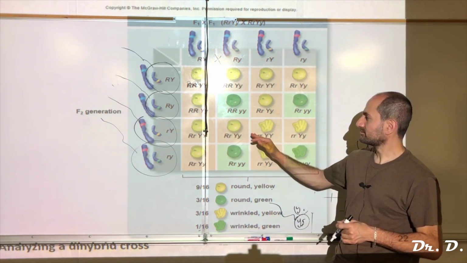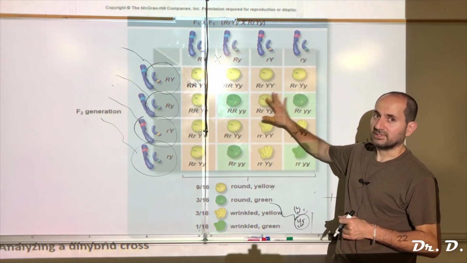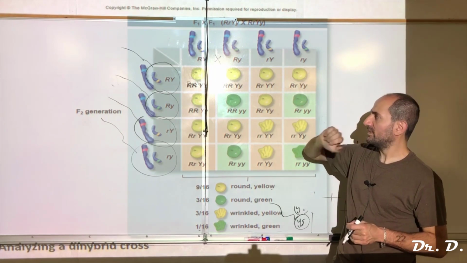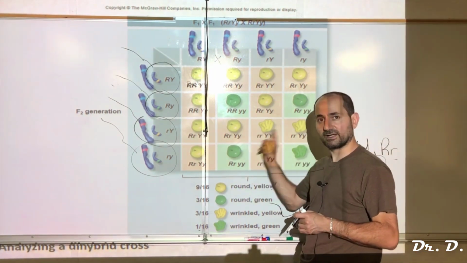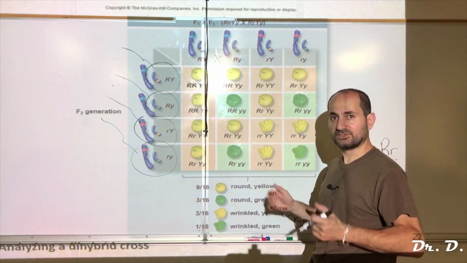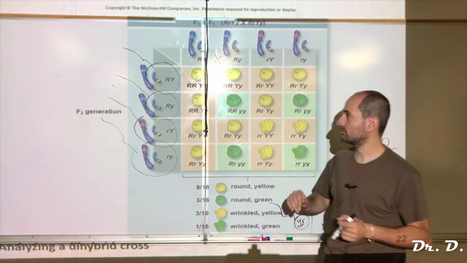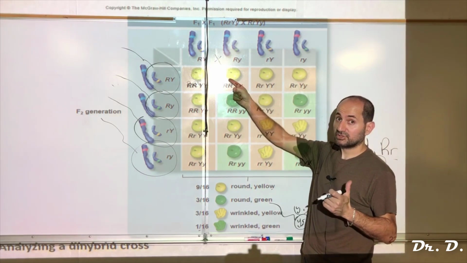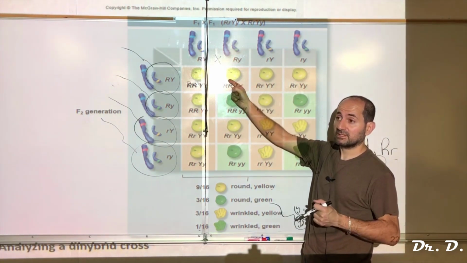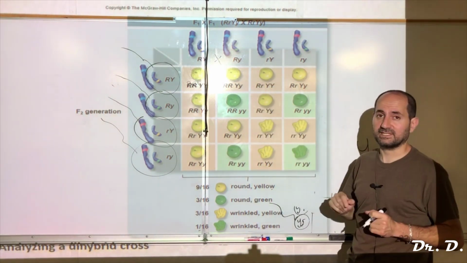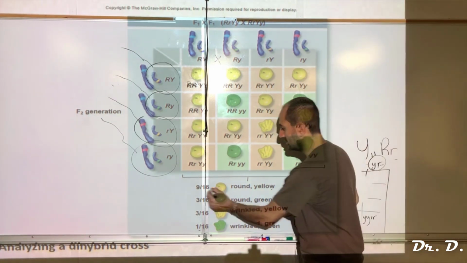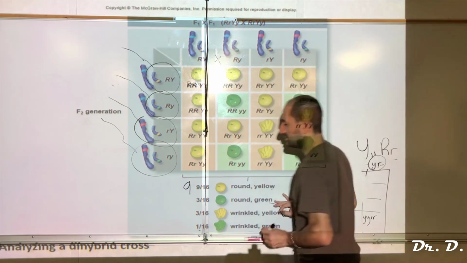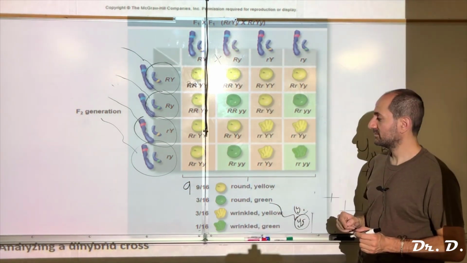So anyway, I will ask you on the exam, what is the phenotypic ratio of a dihybrid cross? Well, what is it? How many round yellows did we get? Round being the dominant shape, yellow being the dominant color. How many dominants did we get? Round yellow. If you count them, there's 9. 9 round yellows out of 16.